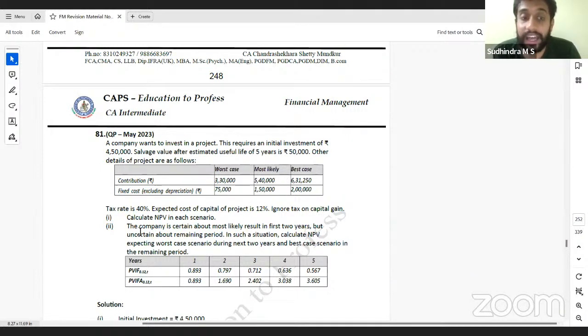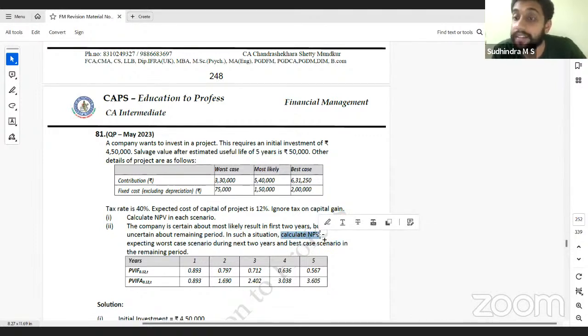After that, what are they telling? Company is certain about most likely result in the first 2 years. First 2 years, they are getting this result. But uncertain about the remaining period. That means worst case in the remaining periods. In such a situation, calculate NPV, expecting worst case scenario in the next 2 years and best case scenario in the remaining period. Okay. So first 2 years, most likely. Next 2 years, worst case. Last year, best case. Considering that, calculate NPV.